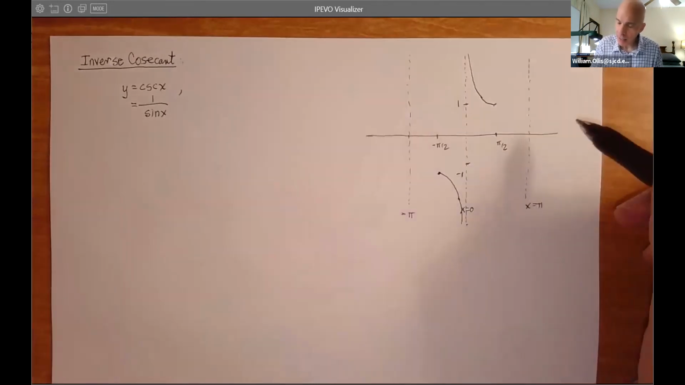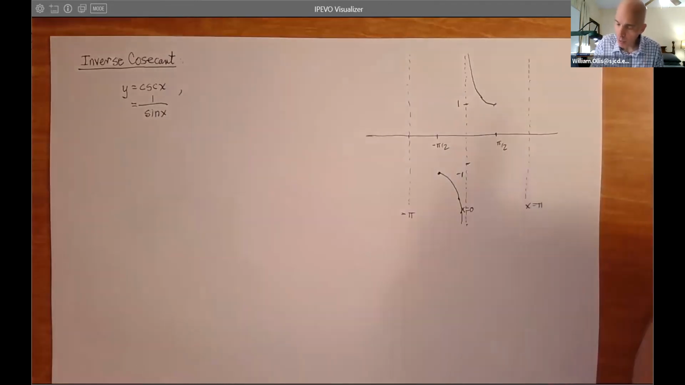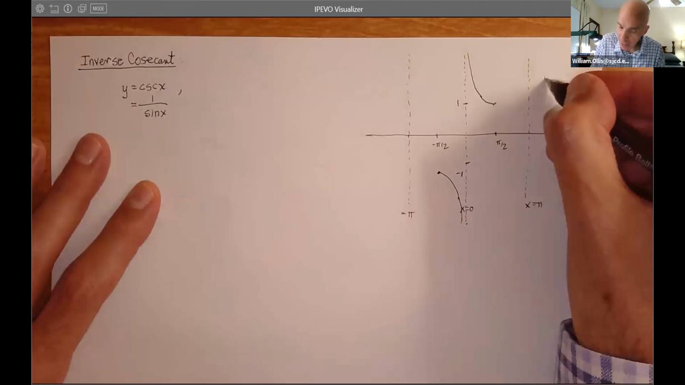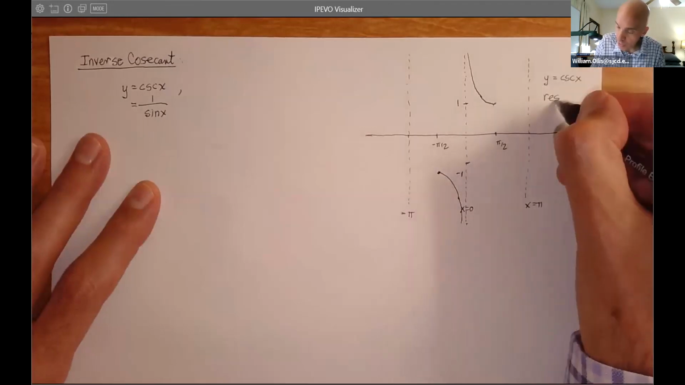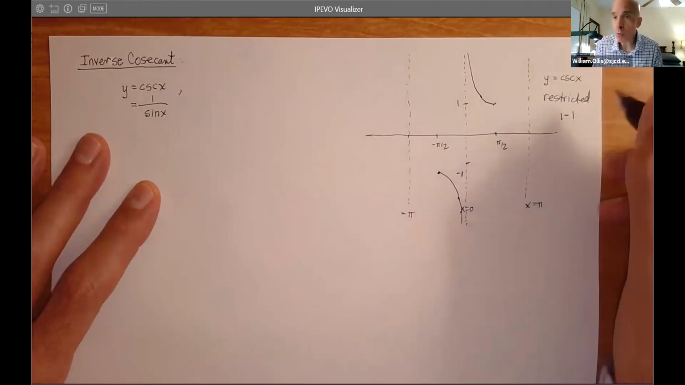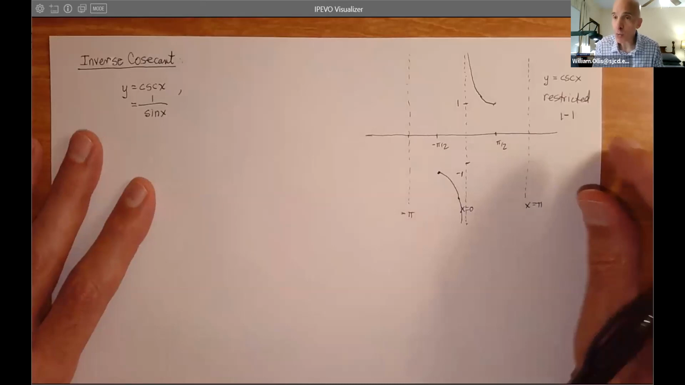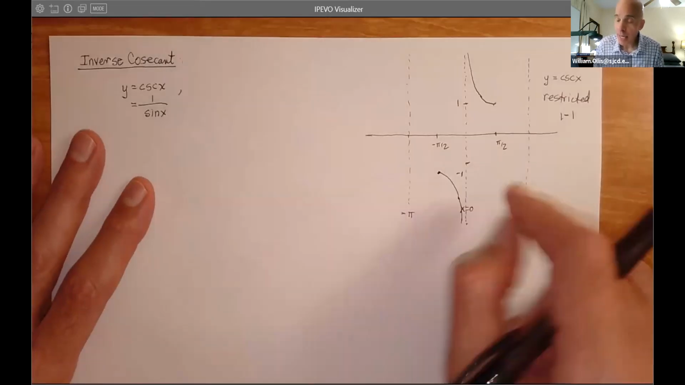And notice decreasing, decreasing, but 1 to 1. So we'll say y equal cosecant x restricted. And it's 1 to 1. Again, the calculus will verify this, but we have a nice 1 to 1 function. And so this is how we will build the inverse function.